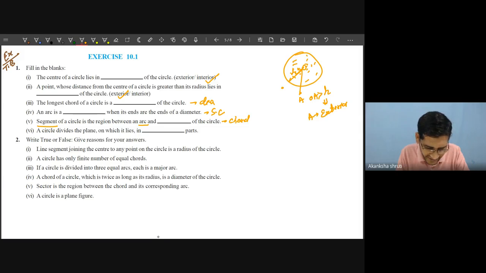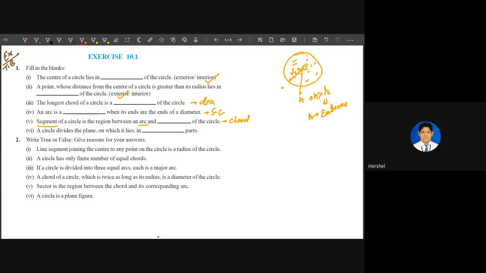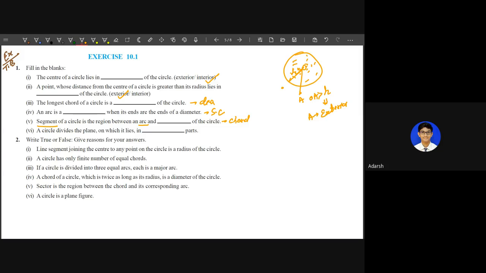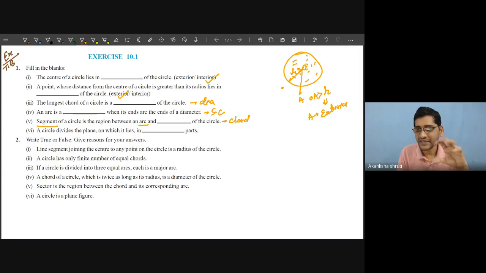A circle divides the plane on which it lies into how many parts? Three parts. Good. Interior, exterior and center, three parts. You can write this as the center, interior, and exterior. Basically, the three kinds of points, you can understand the same as this one. So considering the center as one, all others are the interior.